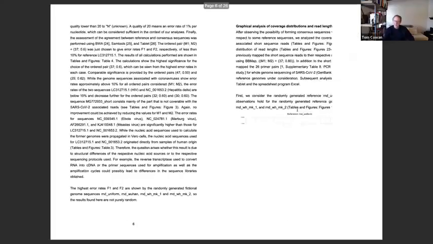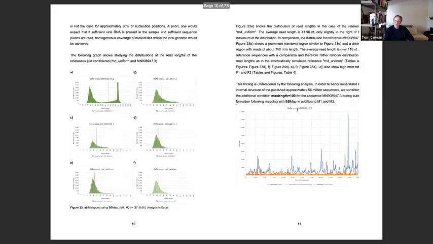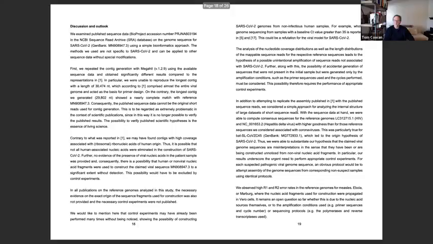I'm going to skip the methods, although he goes through in very gory detail how you get all these reads and how you construct the genome and all this. You can read that yourself. It's pretty dense. And then we get to what his conclusions were.